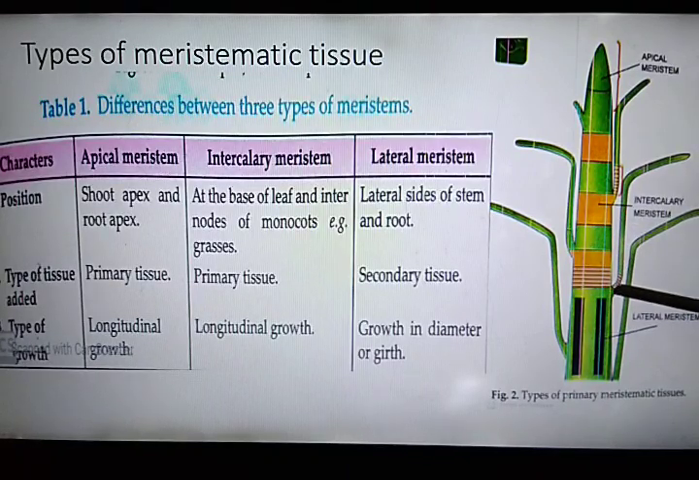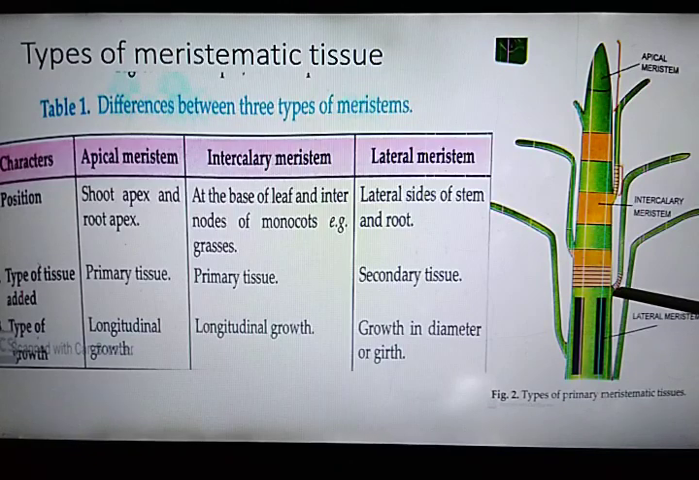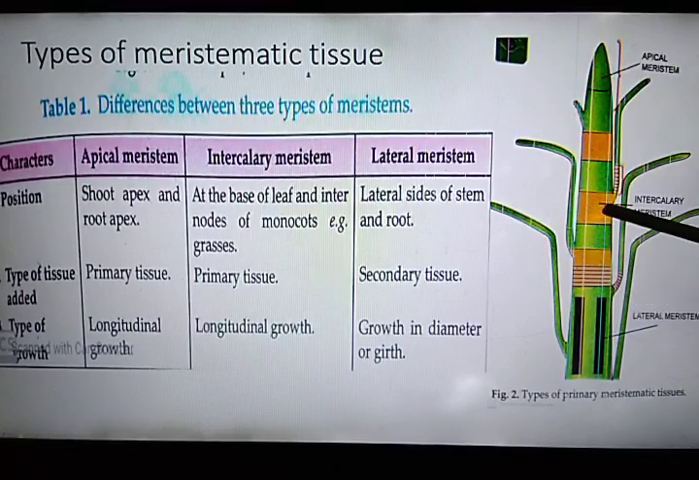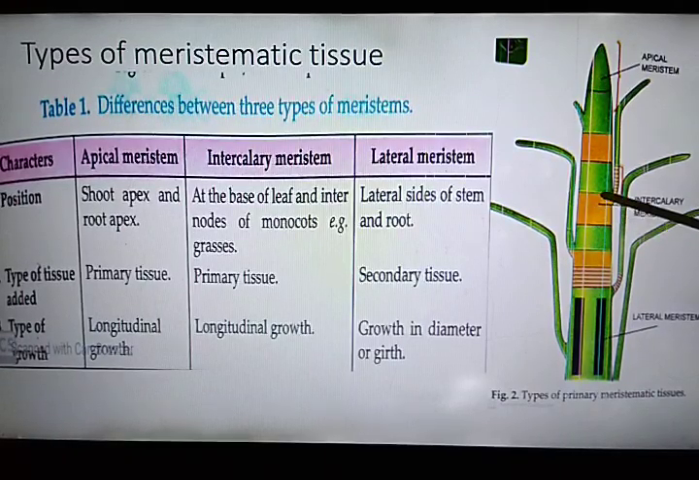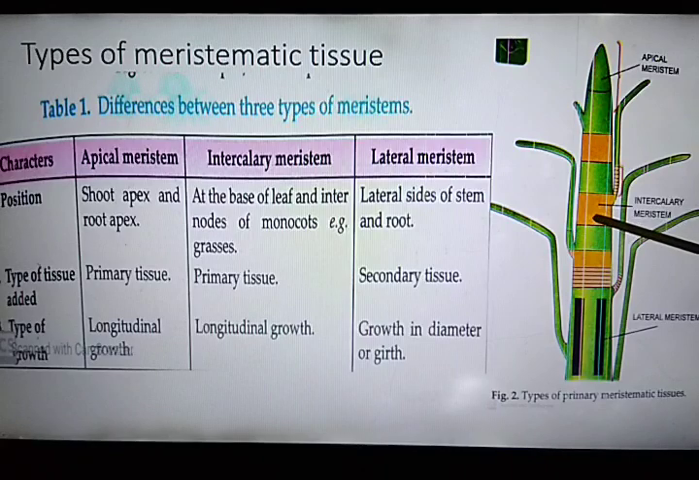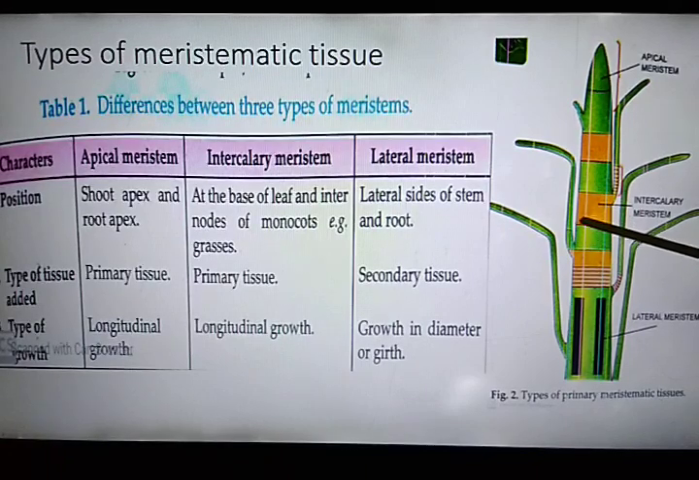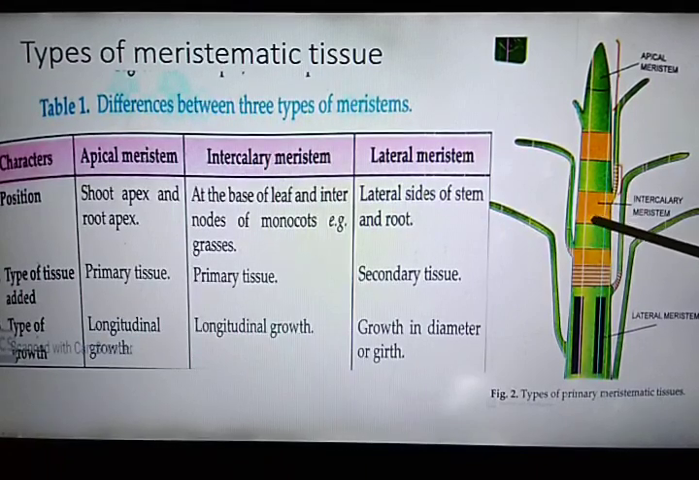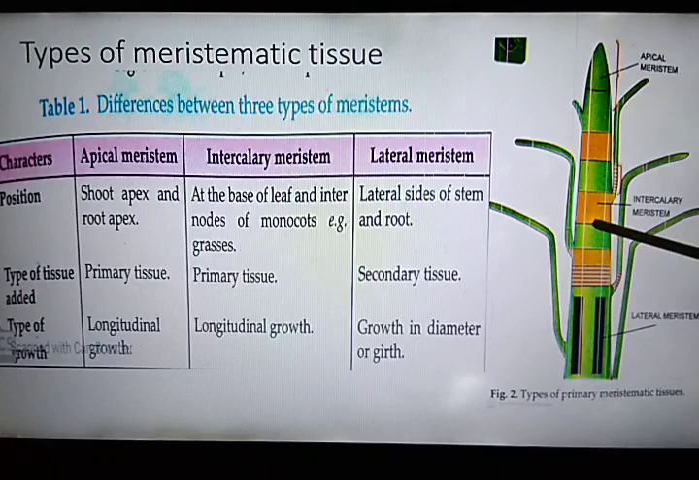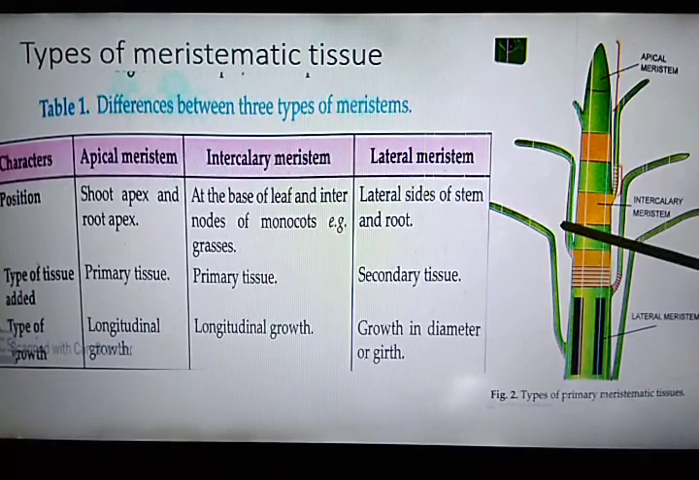So this is the base of the leaf, this is the growing leaf, base of the leaf, and this is the node. So intercalary meristem is present at the base of the leaf and node. This is known as the intercalary meristem. And what is the function of the intercalary meristem? It increases the length of the leaf and stem.